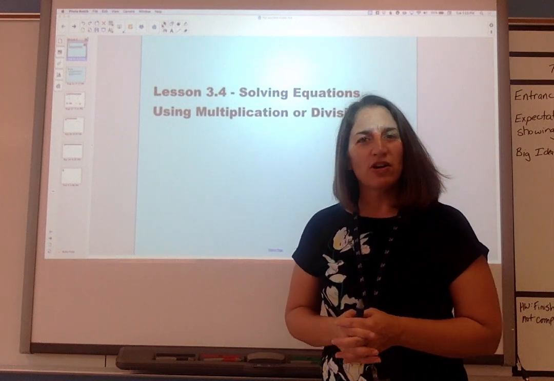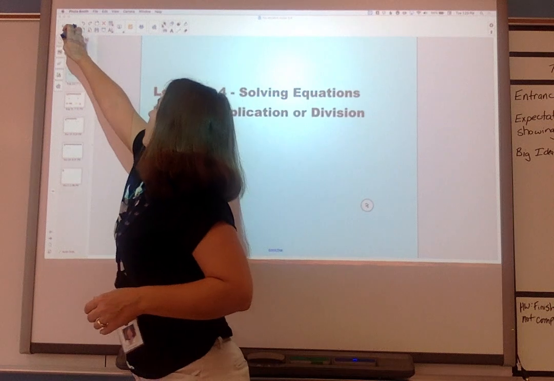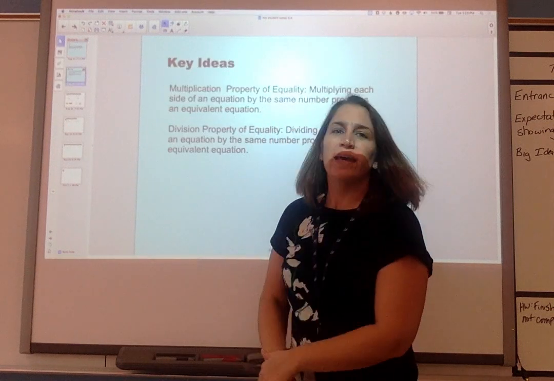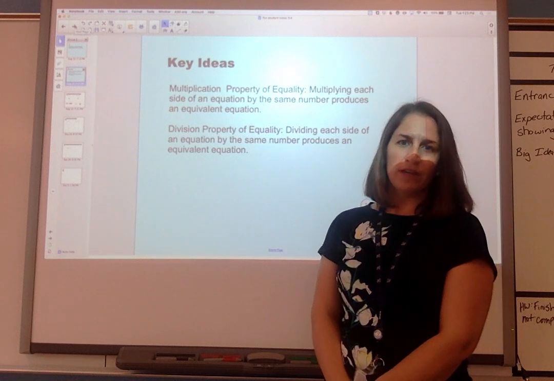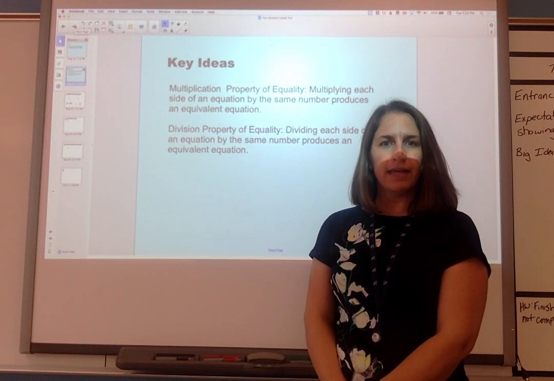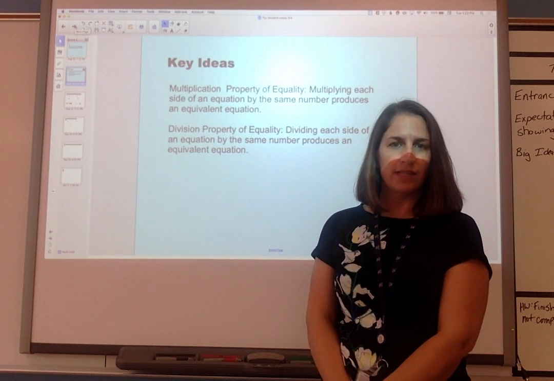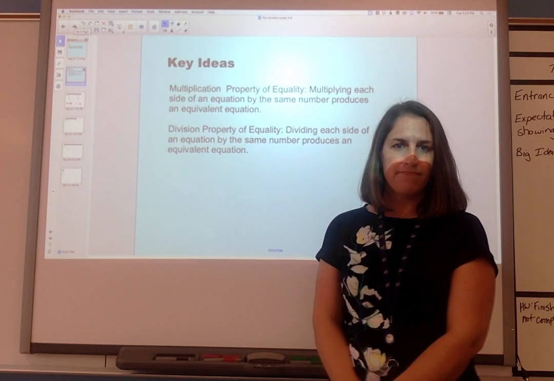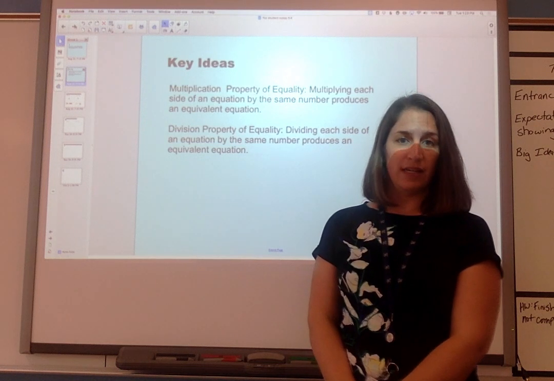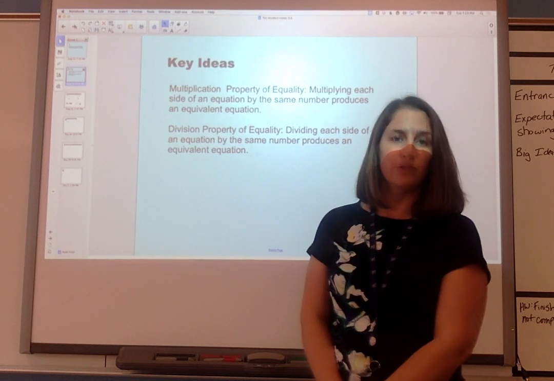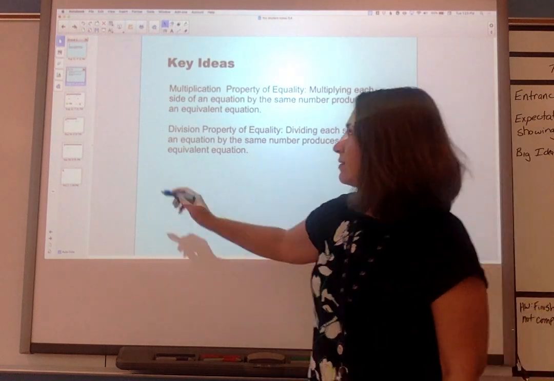Students, today's lesson is on solving equations using multiplication or division. So to start with, let's go ahead and get down these key ideas. The multiplication property of equality says multiplying each side of an equation by the same number produces an equivalent equation. And the division property of equality tells us that dividing each side of an equation by the same number produces an equivalent equation. So let's start by doing some modeling.